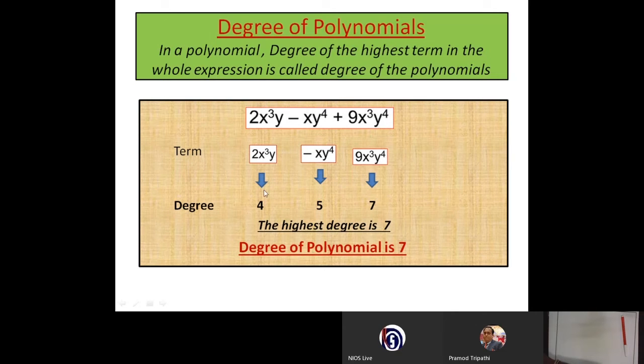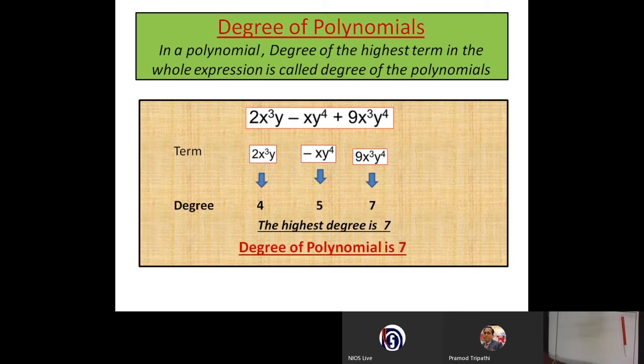Three terms are there, and the first term's degree is 4, the second term's degree is 5, and the third term's degree is 7. So the highest degree is 7. Hence the degree of the polynomial is 7. I think that is clear now. So first we studied the degree of the term. Second, we have studied the degree of the polynomial.